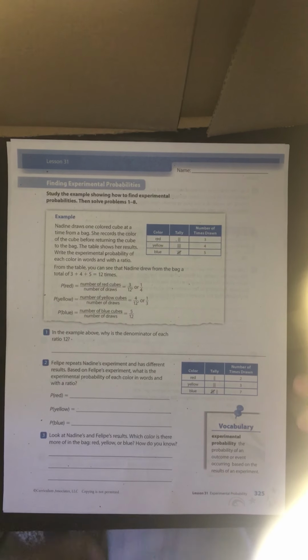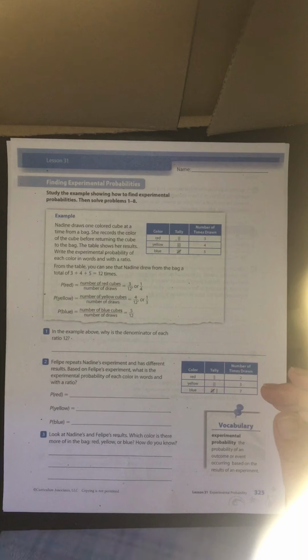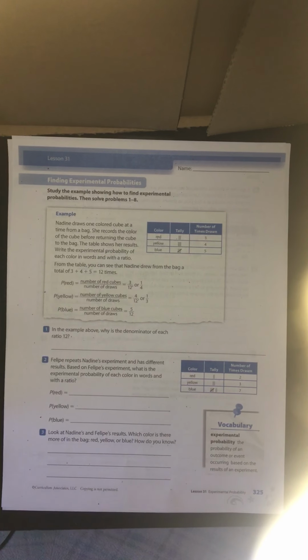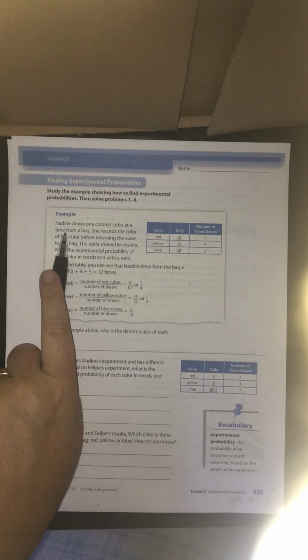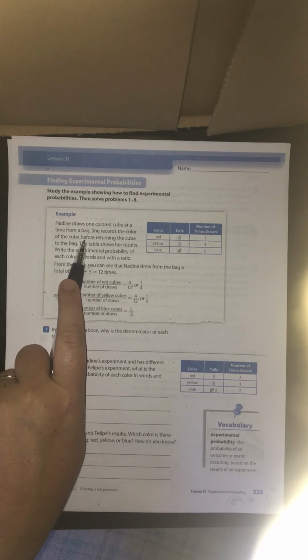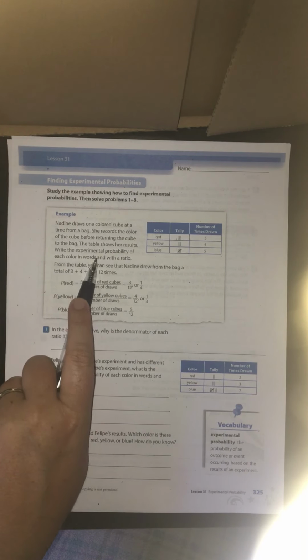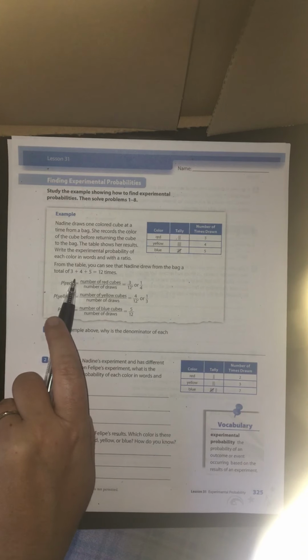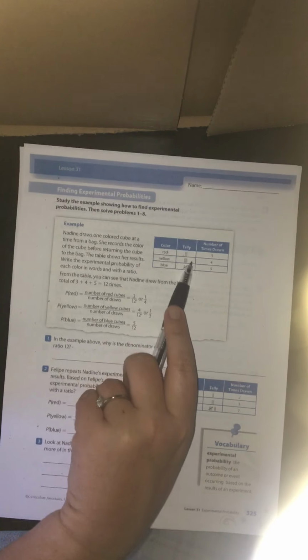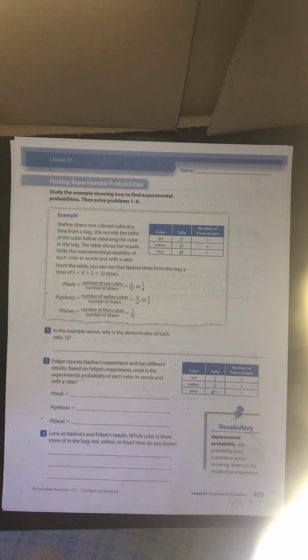Looking at 325, 326. It's finding experimental probabilities. You're studying this example. It's showing you an example, okay? It's telling you when she's drawing a colored cube, she records the colors. And it shows her results. You can see she drew from the bag. She got 3, then 4, then 5. So she's drawing 12 times. So that helps to give you the denominator for any of your probabilities.